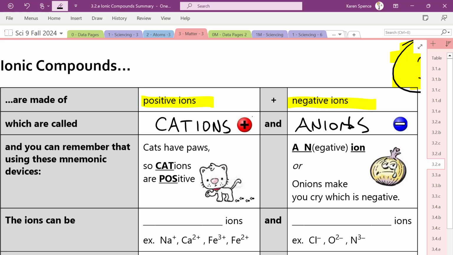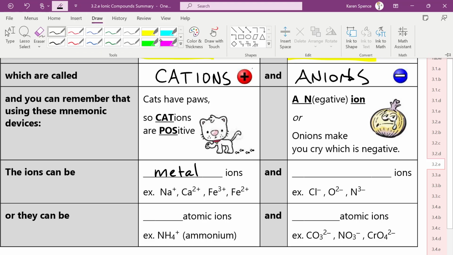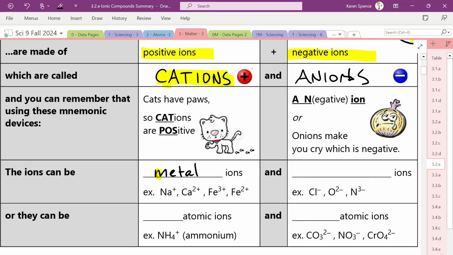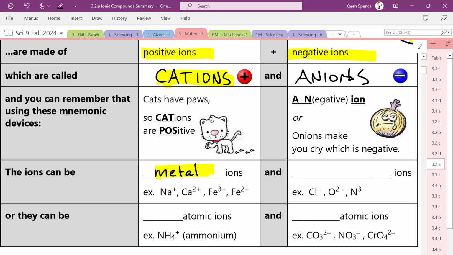So these ions can be metal ions, so cations can be metal ions. And in fact, I think what I want to do here is my negative ions, the anions, what kind of things can be anions? Nonmetals.